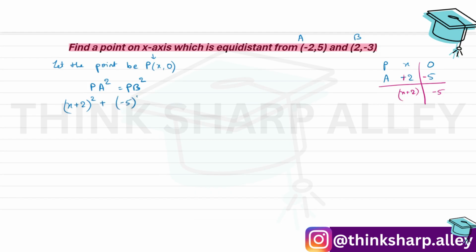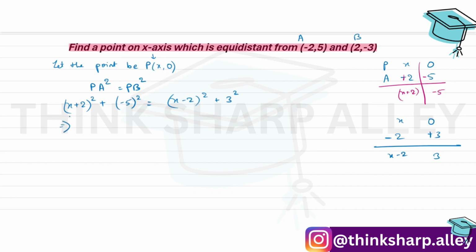So minus 5 square. Similarly, PB square, P is x comma 0 while B is 2 and minus 3. Let's change the sign, minus, and this becomes plus. So we have x minus 2 here, and 0 plus 3 is 3. So x minus 2 whole square plus 3 square. Now let's solve it quickly.